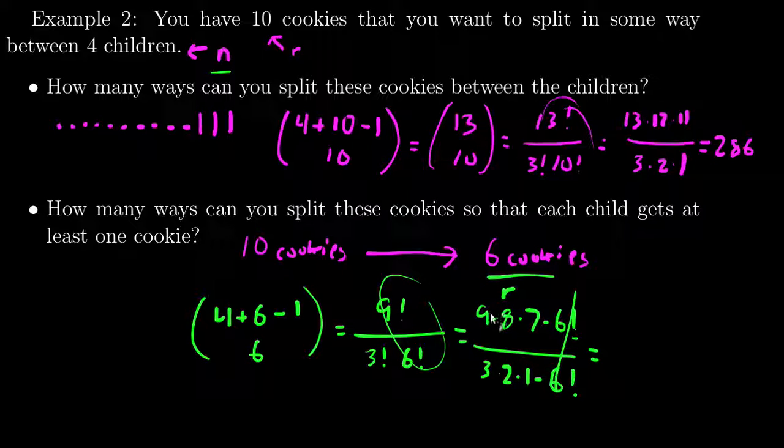Well, 9 over 3 is 3. 8 over 2 is 4. So I get 3 times 4 times 7, which of course gives me 84 possible ways to split up these cookies so that each child gets at least 1. Okay, next video up will just be some practice problems getting through these combinations with repetition.